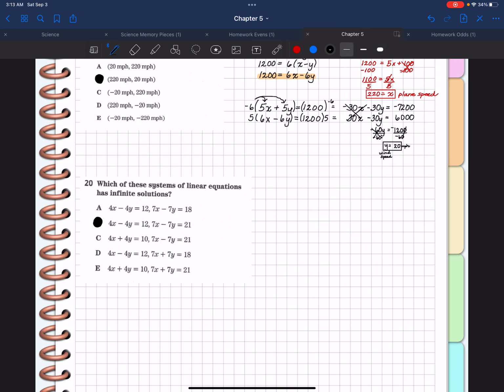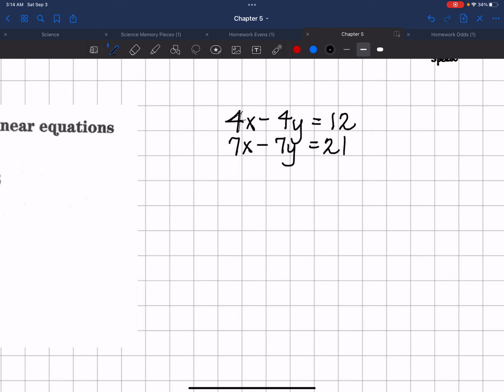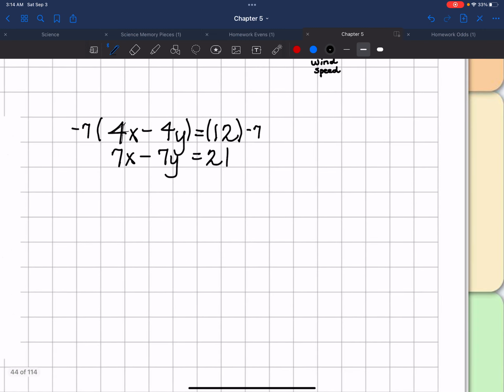So let's bring the system over here. We have 4x minus 4y is 12. And then I have 7x minus 7y is 21. So I need to use the elimination method to get these on equal terms. So I think to do that, I'm going to multiply this one by -7, which means this side will get multiplied by -7.